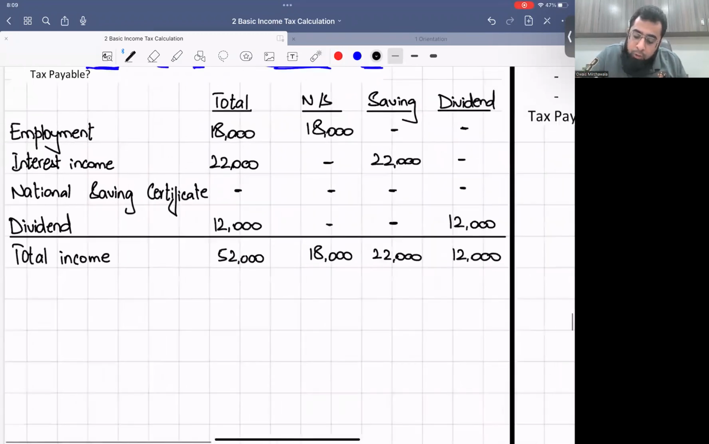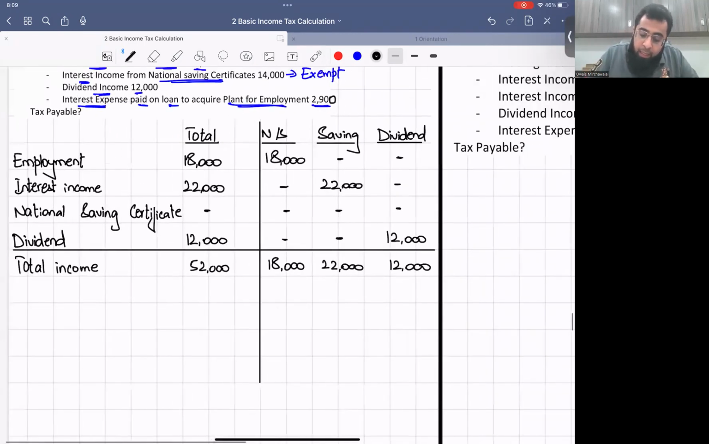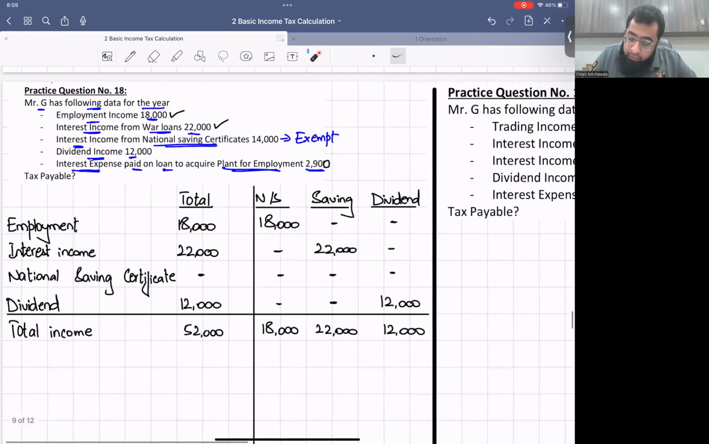I want you all to concentrate on it while I repeat things again. Now listen to me carefully. Employment income 18,000 goes in non-saving. Interest income from war loans. War loans are those loans which are taken by the government in times of war, but it's normal interest income. It is not exempt. It goes in the column of saving. National savings certificate is exempt, and dividend goes in the column of dividend.